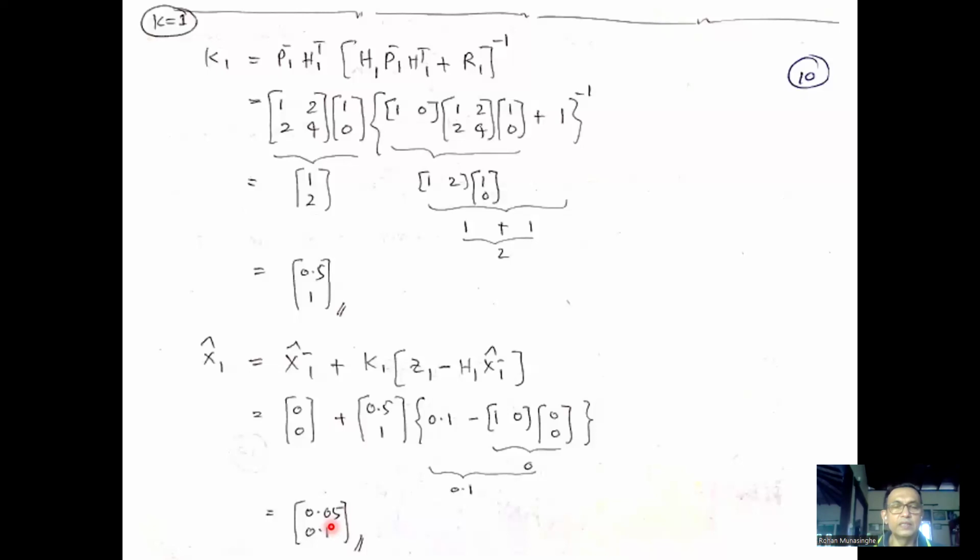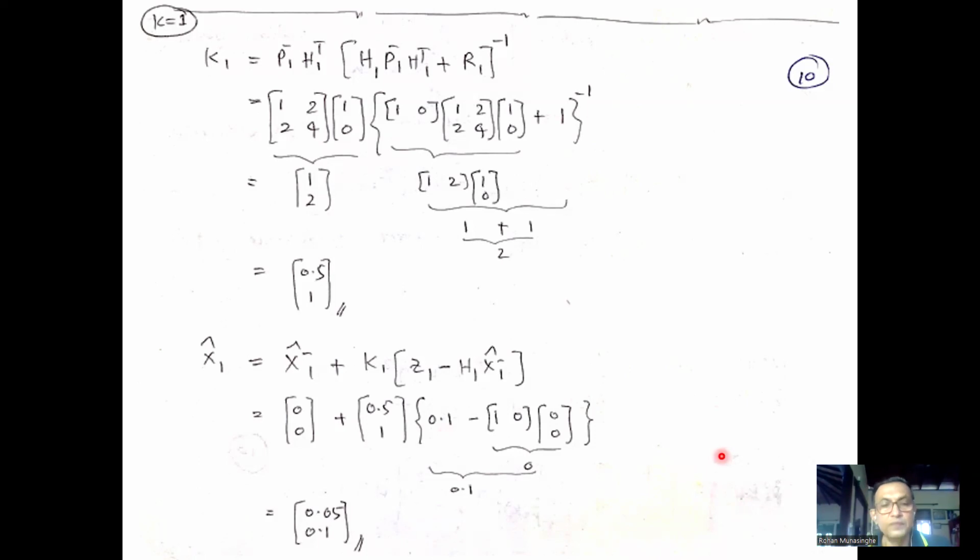The sensor says 0.1. Now see the difference. The sensor says this is my position, 0.1 meter. The Kalman filter says no, it's 0.05. Right? Now, who is correct? We don't know. If we have the true position, we can do the comparison. Who is better, whether the sensor is better or the Kalman filter is better.